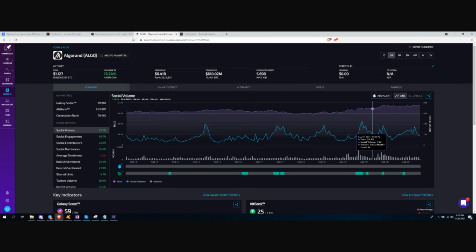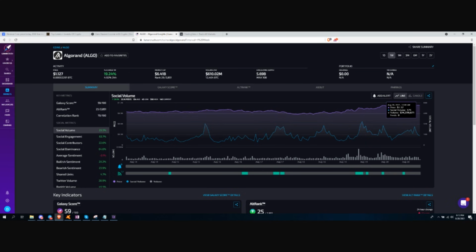Right here, the blue line is the social media volume, how much people are talking about it on social media. And this is the week chart, so this is over the past week. This is how many people have posted about this on social media. It's not only talking about one platform, it's Twitter, Reddit, Facebook, and all the rest of them. And also this is the price right now, the purple line that's right here.